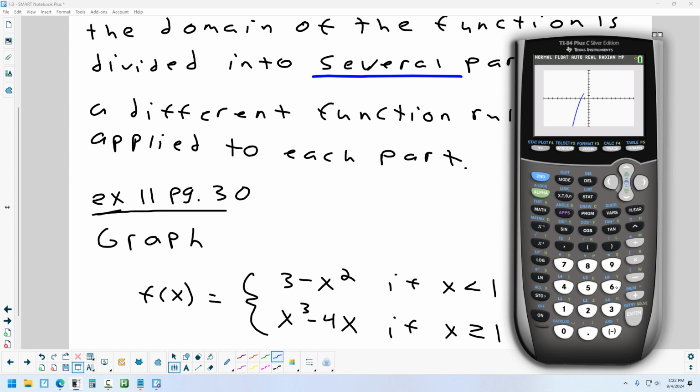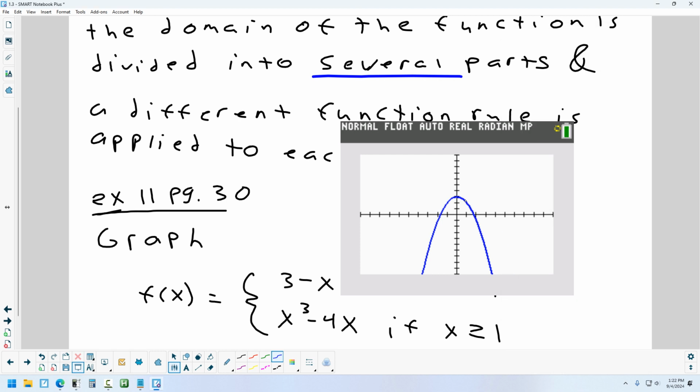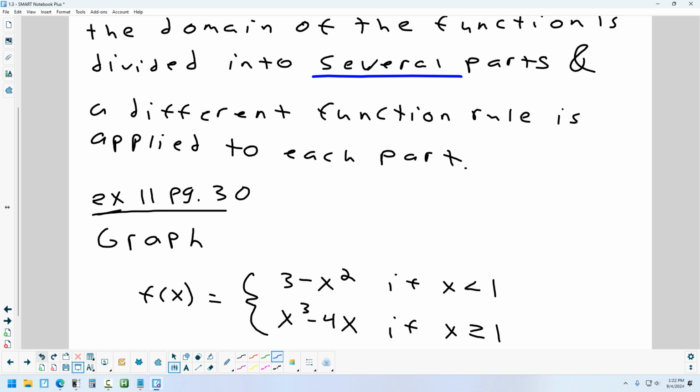Now, if you type that in and you hit graph right now, it's just going to graph 3 minus x squared. But what I basically want it to do is stop right there. I don't want to see any of this. I only want to see the part from 1 down, because that's what the top is. It's just from 1 down. Why does it matter? Because that's just what this says right here.